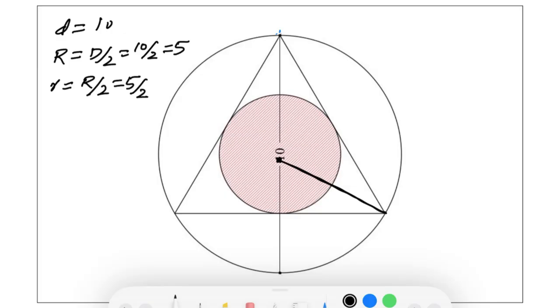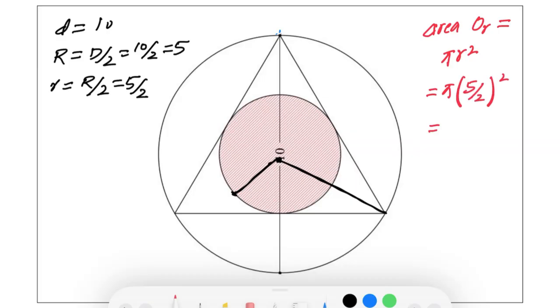What we need? We need the area of this circle. So area of this circle, small r, equals pi r square, equals pi times 5 by 2 square, and therefore this area is going to be 25 pi by 4. That is our area in this case. Clear? Simple problem. We have just understood what is the correct radius and therefore we have figured out the right area. Let's move to the next question now.